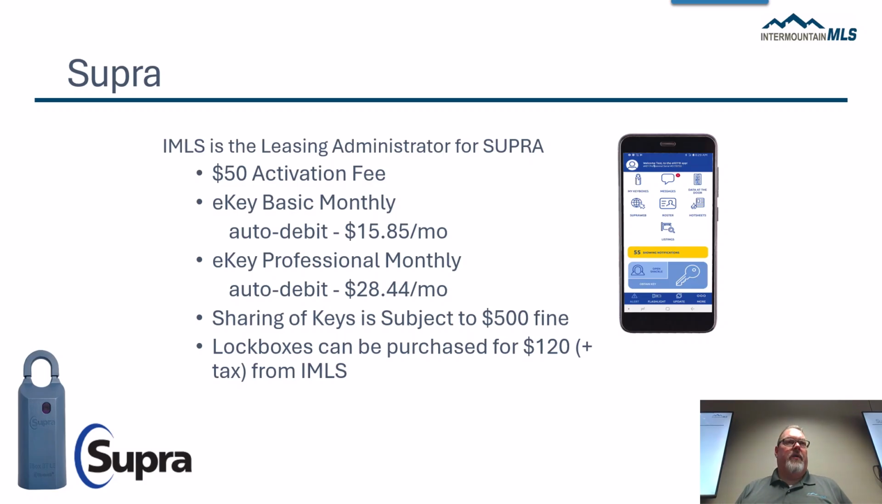If you're getting a lockbox from someone who's not part of Intermountain MLS, you want to make sure it's going to work with our system, because the way Supra is set up, it's kind of like back when phones used to be locked to a certain carrier. The lockboxes are locked to certain regions. And so if you get a lockbox, for example, from Nevada, it will probably not work with Intermountain MLS. But if you call Supra with the serial number, they can tell you if it will work with ours, get it deactivated wherever it is, then we can reactivate it here.